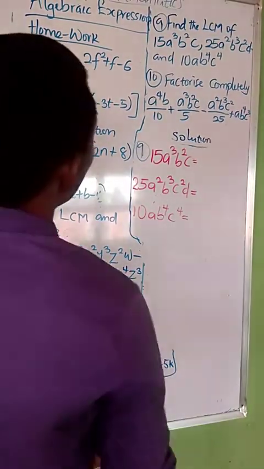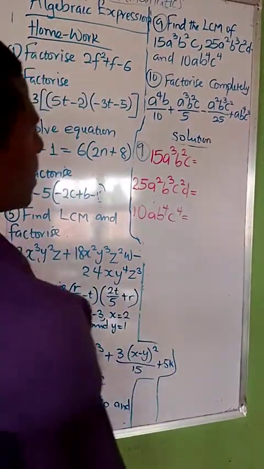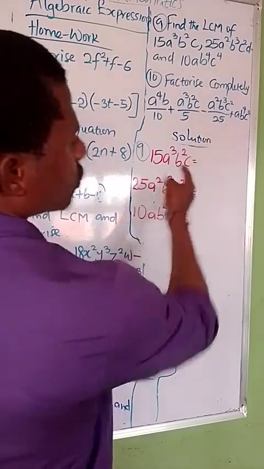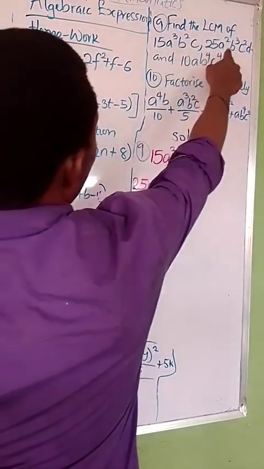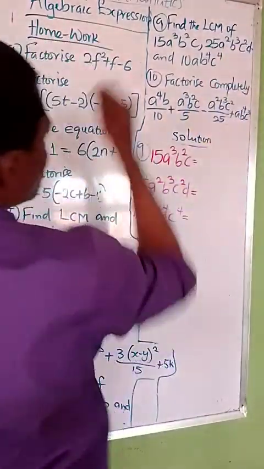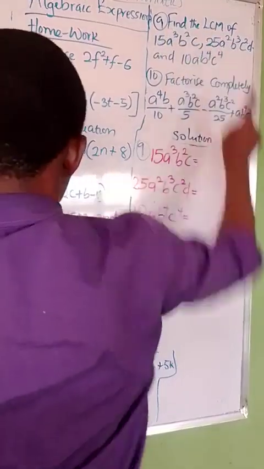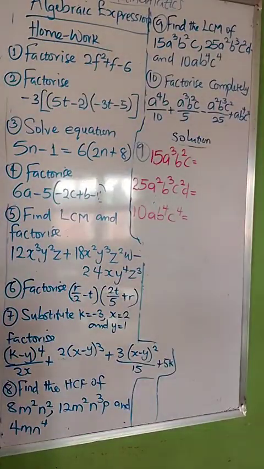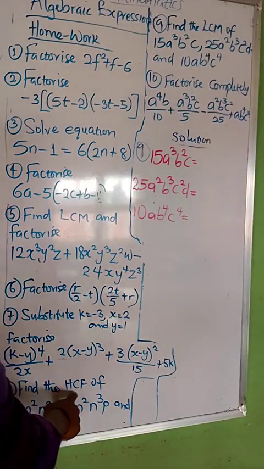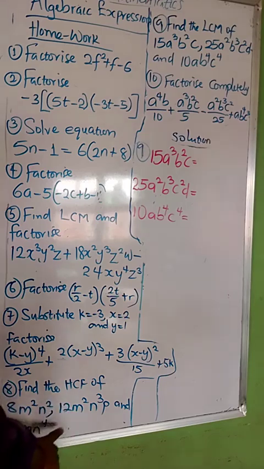All right, so this is question 9. 15a cubed b squared c, comma, 25a squared b. So that's the question. We have to find the LCM. The one we just did, we found the HCF. So you can see the difference.